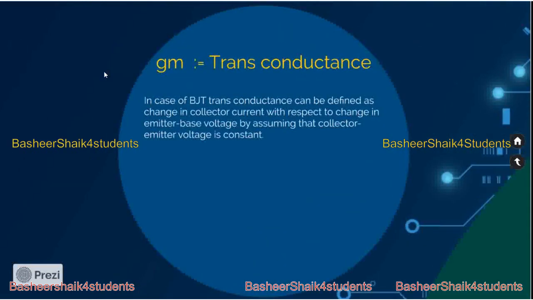If you go through each and every parameter, the gm is the transconductance. The name represents that the transconductance is nothing but the output current with respect to the input voltage. The input voltage is the VBE. So it is nothing but gm: the change in IC by changing VBE, keeping VCE constant, is named the transconductance.